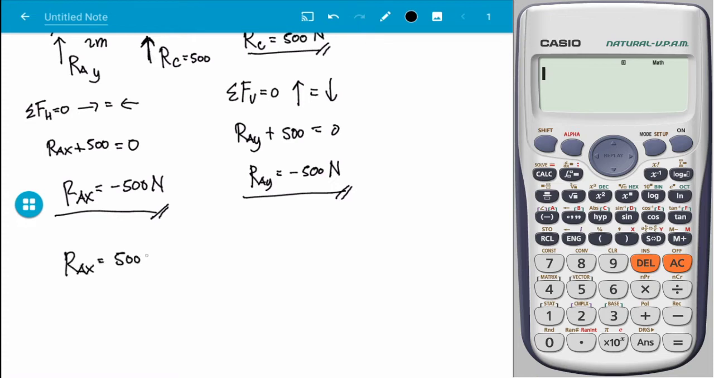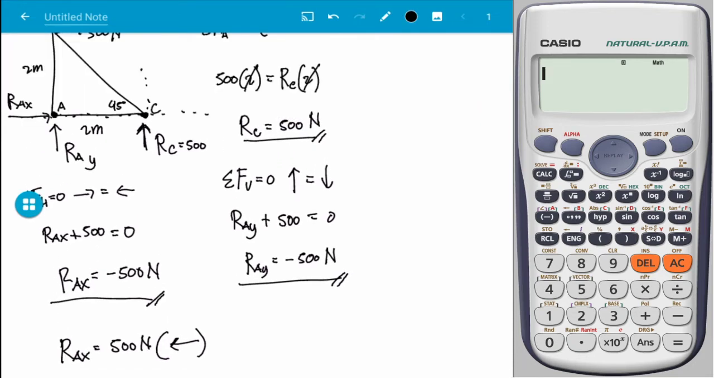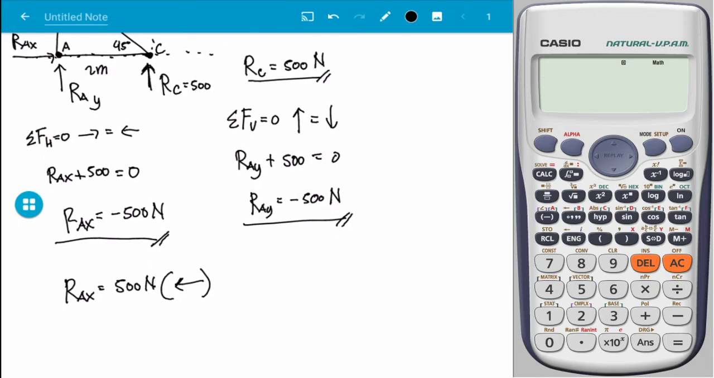Or, actually, pwede din para hindi kayo mahirapan o hindi ako malito, pwede din ganito lang yung gawin nyo. 500 Newton, and then pwede nyo lagyan na pag ganito. Yan. Yung direction ng force niyo para mas madaling tingnan. Okay? Tapos, hindi na ako malilito kung to the right ba or to the left or upward ba or downward.